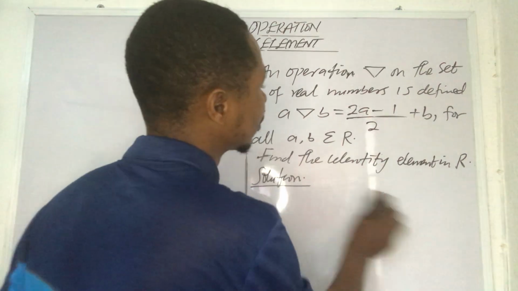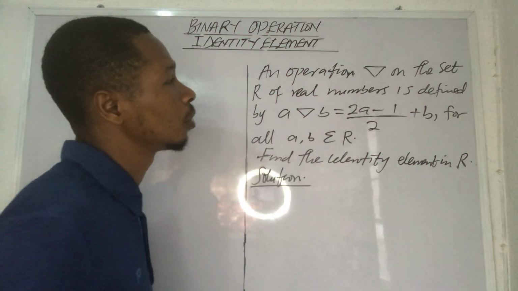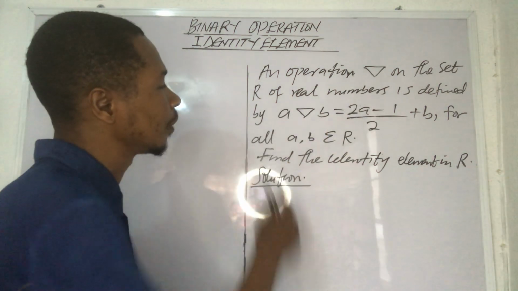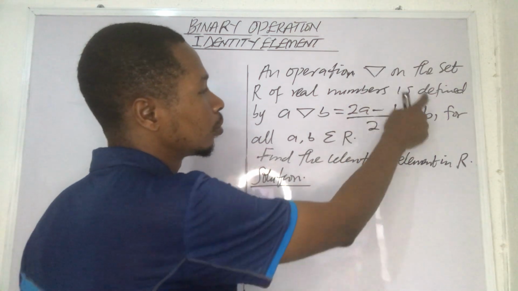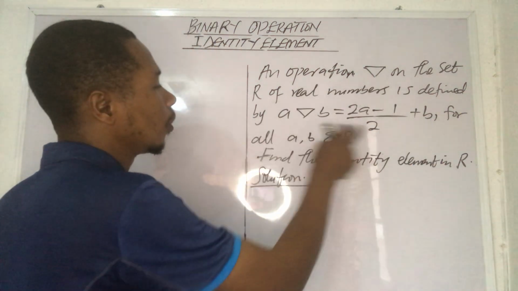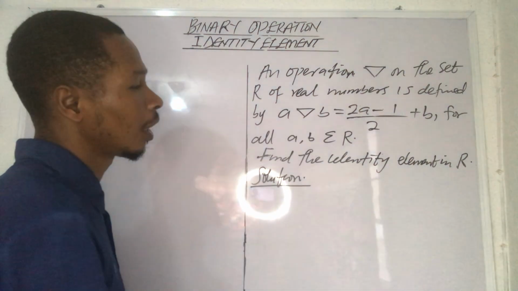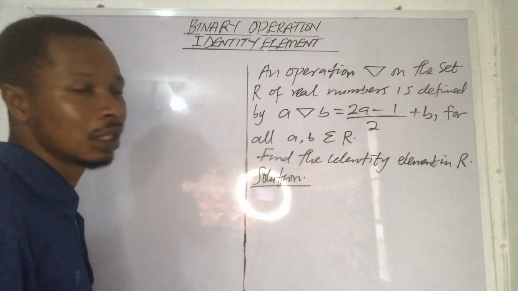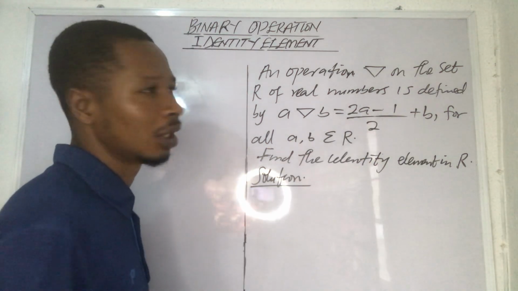Now you have a binary operation triangle on the set R of real numbers, defined by A triangle B is equal to (2A minus 1) over (2 plus B), for all A, B that are elements of R. Find the identity element in R. We want to find the identity element in this R. How do we do that?